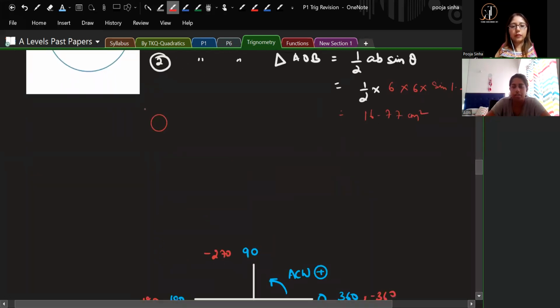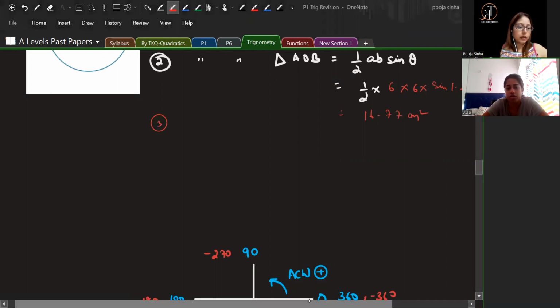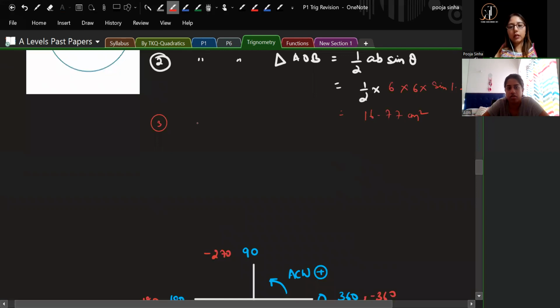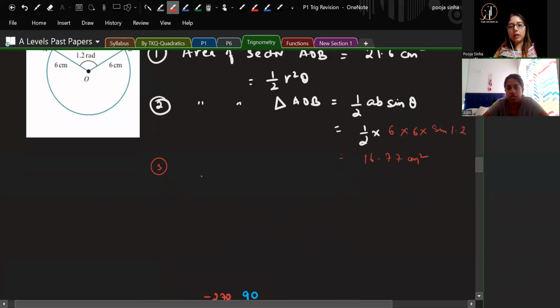Yeah, so 4.83 centimeters square. Perfect. Area of the shaded region, absolutely correct, is 21.6 minus 16.77, which is equal to 4.83, as you said, right? 4.83. That's the final answer.